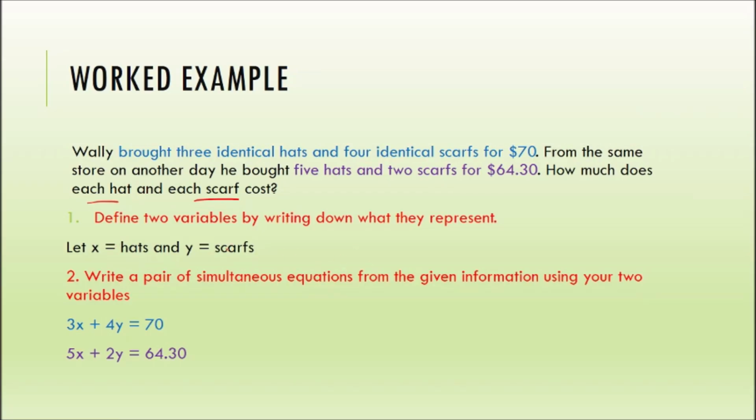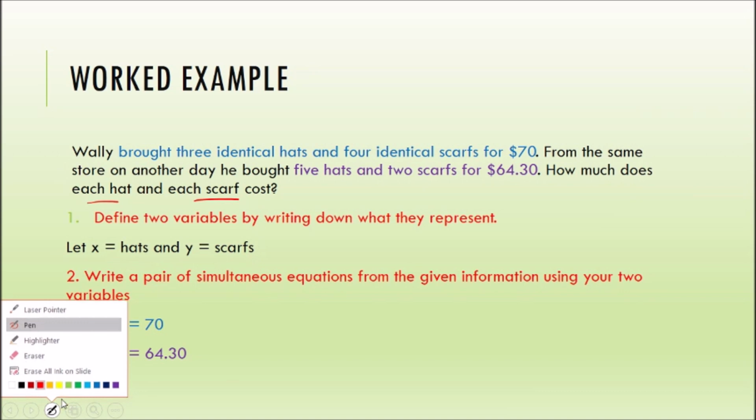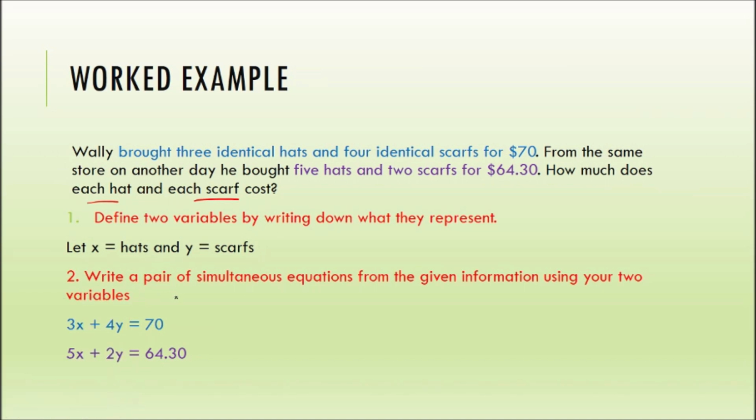Number 1: define two variables by writing down what they represent. I'm going to do X as hats and Y as scarves. Next, write a pair of simultaneous equations from the given information using your two variables. I've highlighted my equation in blue. He bought 3 hats, so X is hat, 3X, plus 4 scarves, scarves being Y, 4Y, equals 70. This is 3X, this is 4Y, and that was where my 70 came from.